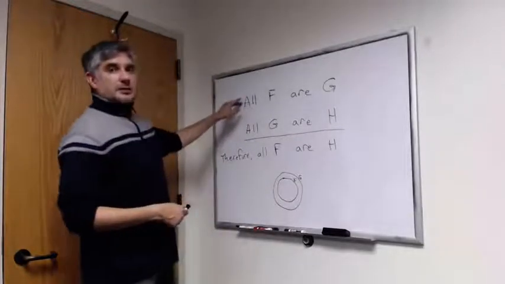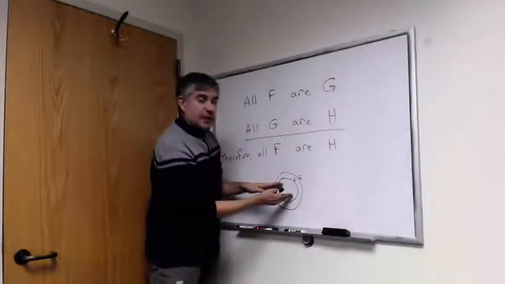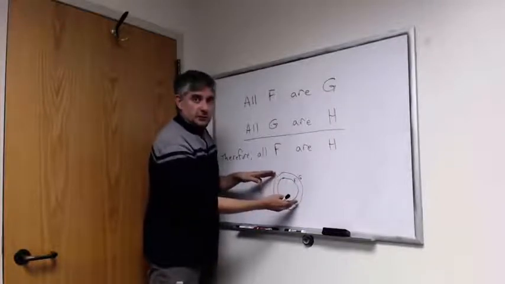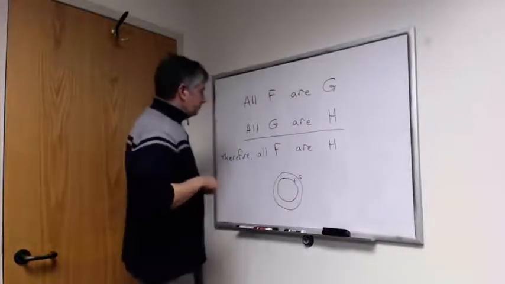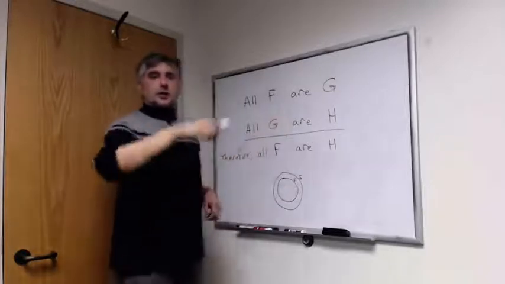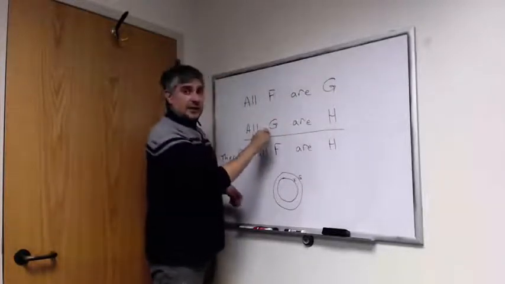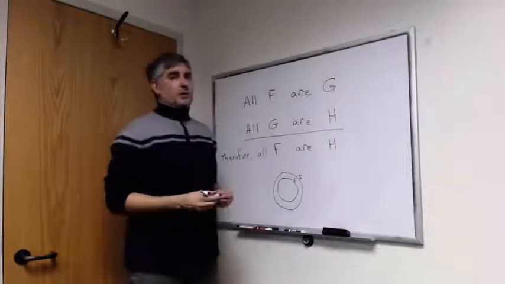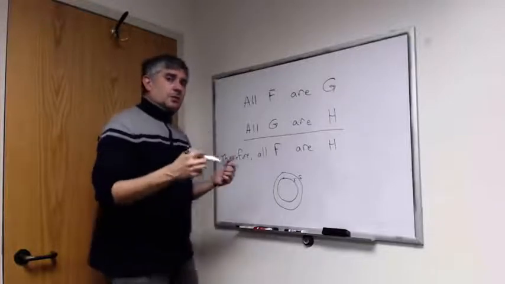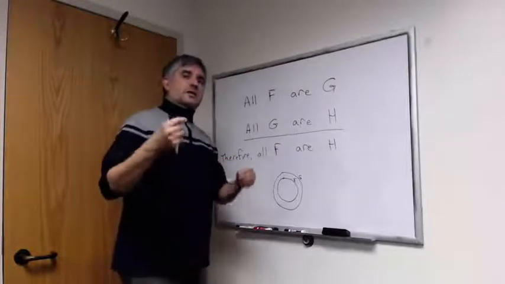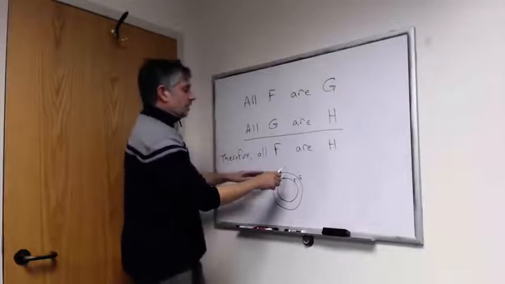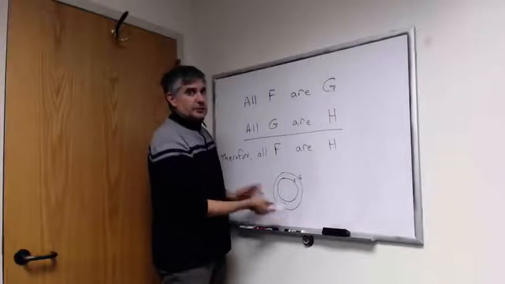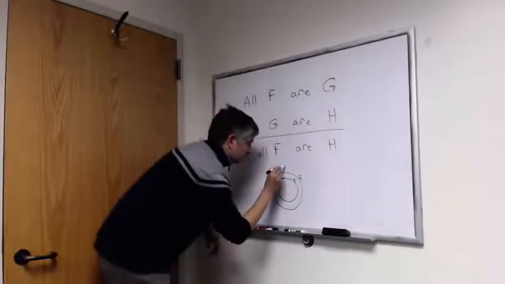So the first premise tells us that all the things in the first category, all of the F's, are also G's. They're also in the second category. But the second premise tells us that all the things that are in that second category, all the things that are G's, also fall into a third category. They're H's. So we'll represent the category of H's using a circle that includes inside it everything that the G circle includes inside it, like this.